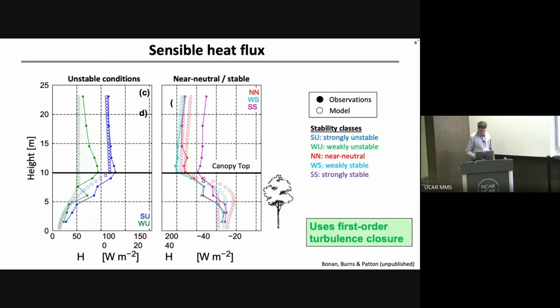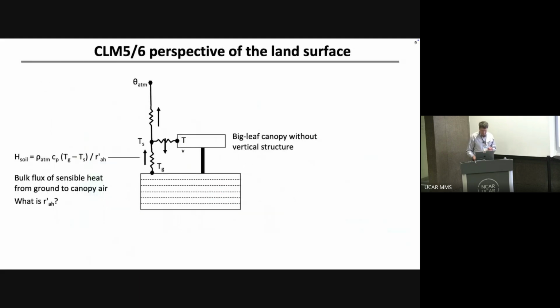And again, the model is capturing that pretty nicely. This is based on a first order turbulence closure scheme. So again, it's very soundly based, in terms of what it's doing. CLM does something different. It's a big leaf canopy. And so it has fluxes from, wow.